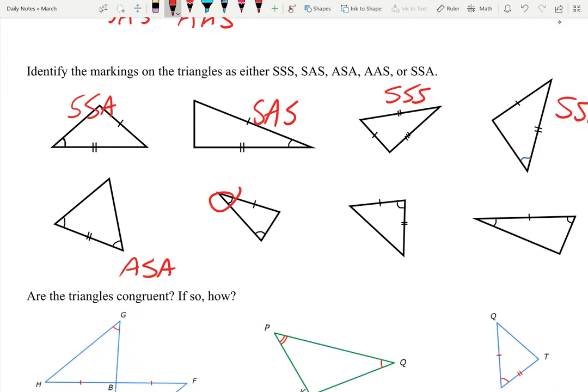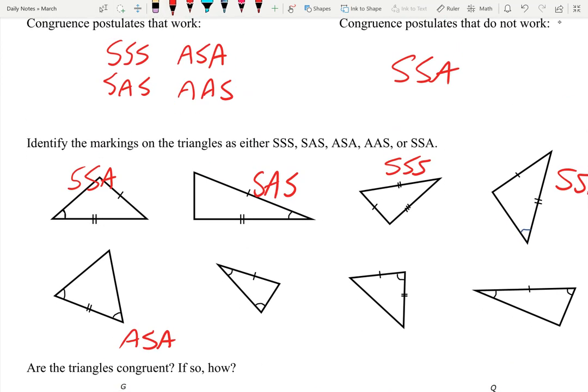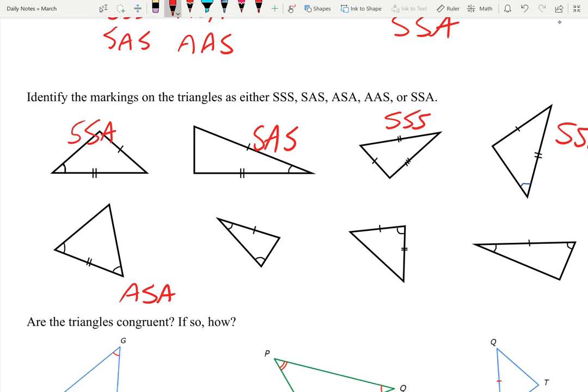Now this one, we have two angles again, and we have a side. So again, it's either going to be angle side angle or angle angle side. It can only be one of those two. So notice where the angles are, and notice where the side is.